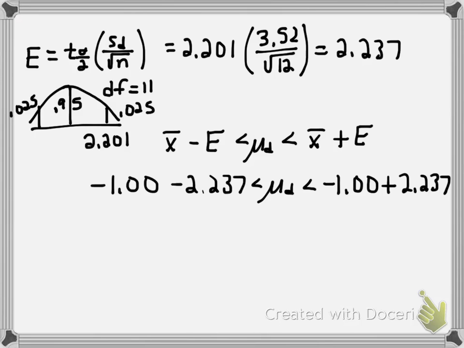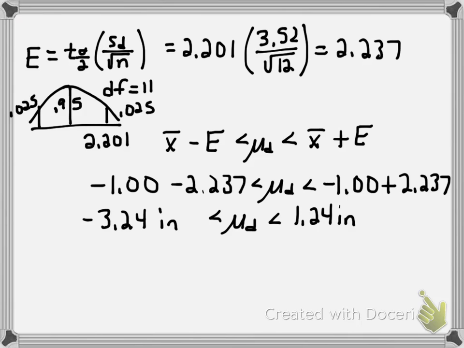Keep in mind that we want to round to 2 decimal places. That's 1 place beyond the original data. So the left side we should have negative 3.24, and we do have a label this time. It will be inches, is less than the mean of the differences is less than, and on the right side you should end up with 1.24 inches.